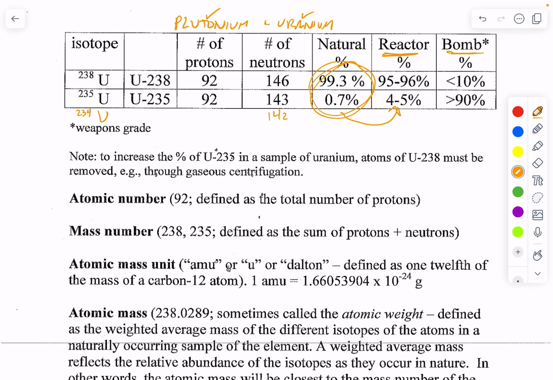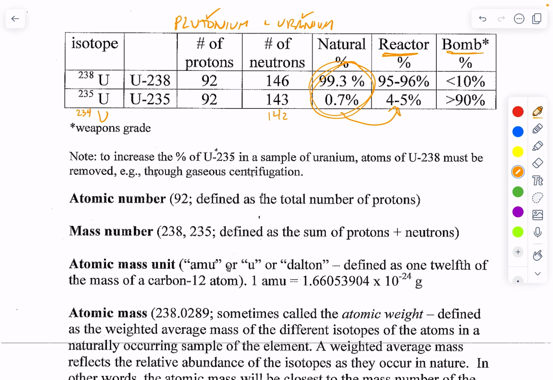And the way that we do that is by removing the uranium-238 atoms. Just like in the classroom, we could increase the percentage of girls in the classroom by removing some of the guys. Here, if we can remove some of the uranium-238, we can increase the percentage of the uranium-235. And we do that through a centrifuge, gaseous centrifugation.